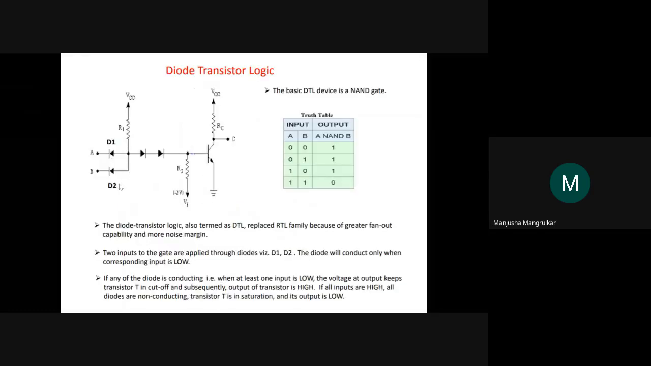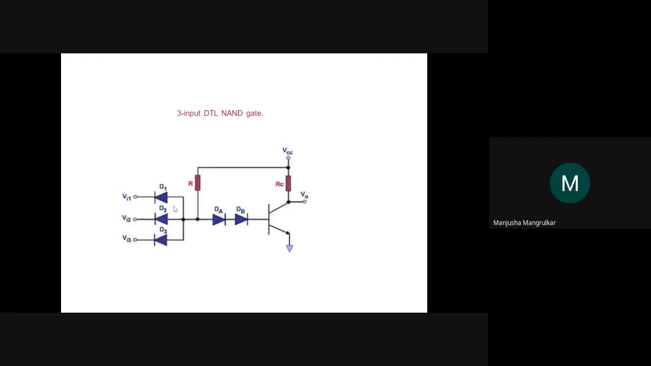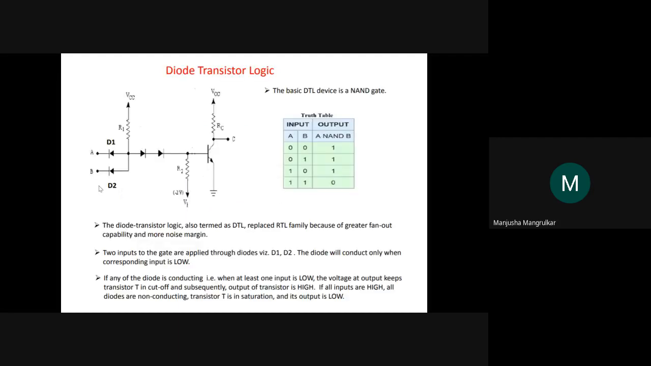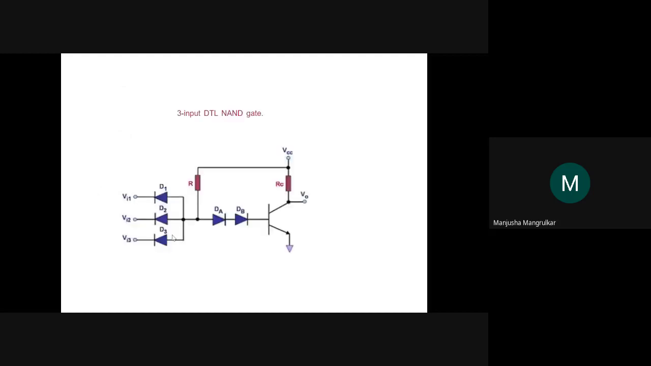Suppose we want a 3 input NAND gate. What we have to modify in this same circuit is to connect one more diode. See, look at this. This is the 3 input DTL, diode transistor logic, NAND gate circuit. One more diode. If you want a 4 input NAND gate, one more diode you can connect in this direction. Here is the anode and here is the cathode, right?